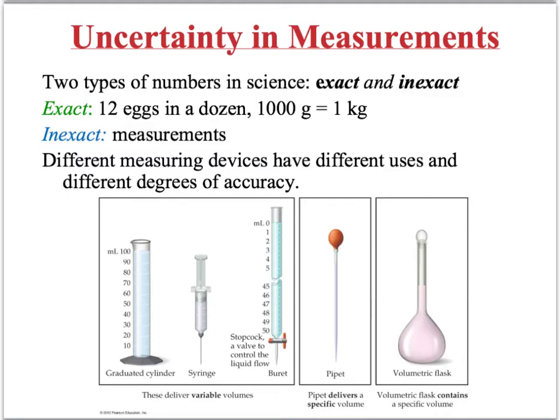Another important concept is that different measuring devices have different uses and different degrees of accuracy. We can see that here with the graduated cylinder, the syringe, and the burette. These deliver variable volumes; they're close, but kind of variable. A pipette will deliver a specific volume, and a volumetric flask will contain a specific volume because there's a little line on the volumetric flask that you fill up to, and that is the exact volume. So if this was a 100 milliliter volumetric flask, that line equals 100 milliliters.